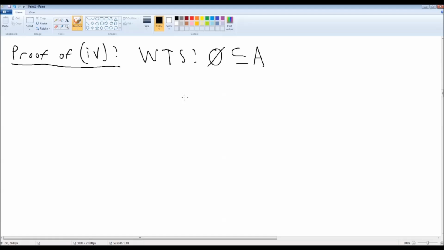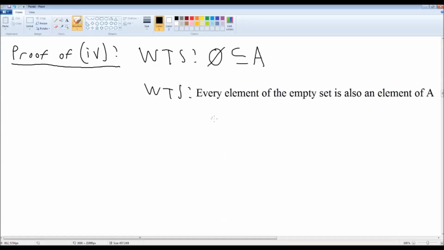Finally, let's prove 4. We want to show that the empty set is a subset of any set A. In other words, we want to show that every element of the empty set is also an element of A. And this is true. Whenever you make a claim about every element of the empty set, you're going to get a true proposition because there's no element that would make it false.